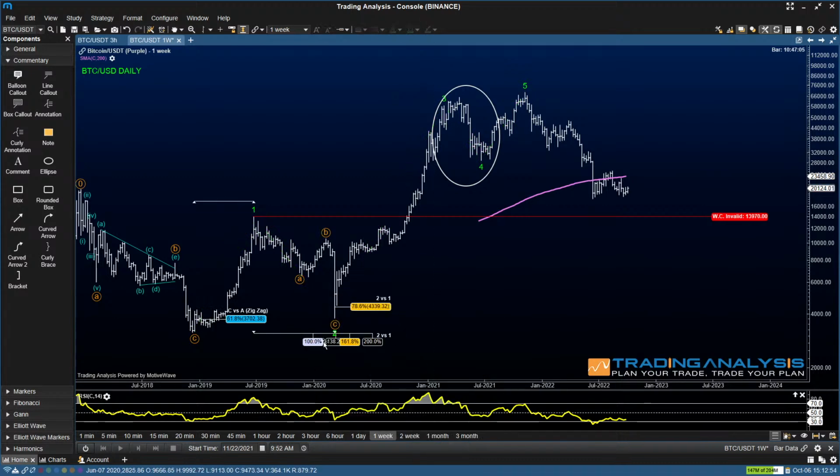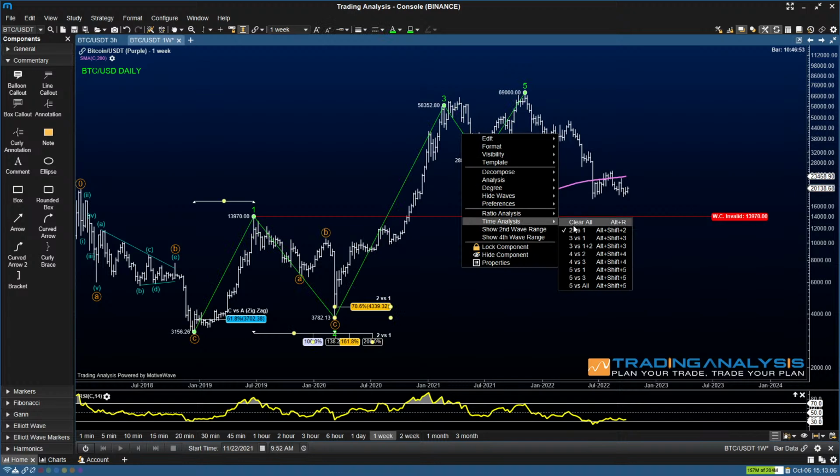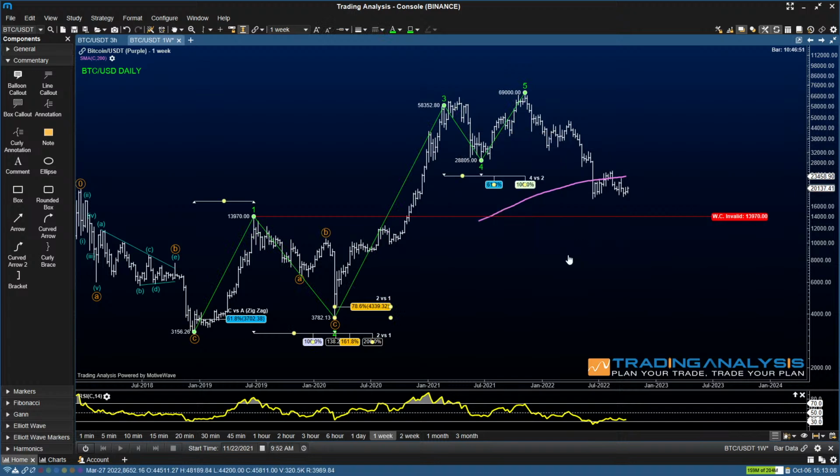So if we measure the time relation between the wave 2 and wave 4, and I'm going to do that just now, we are going to notice that the time spent in the wave 4 was even short of the 0.618 Fibonacci ratio of the time spent in the wave 2. So this is something we usually use to measure, using the time relation between the time of a wave 2 and wave 4.